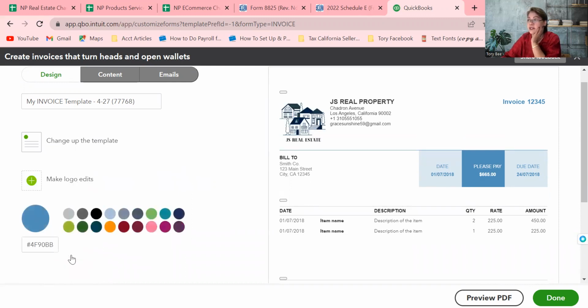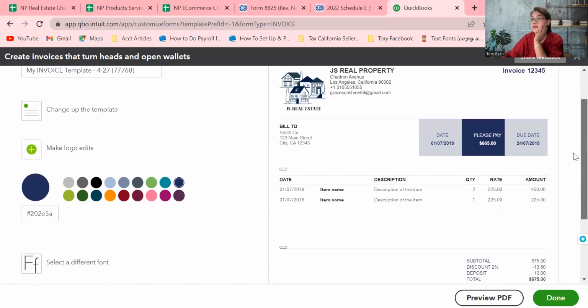Okay. Color is here. You want pink, you want like that, whatever pleases you. Let's go for blue because that's the color of our logo.